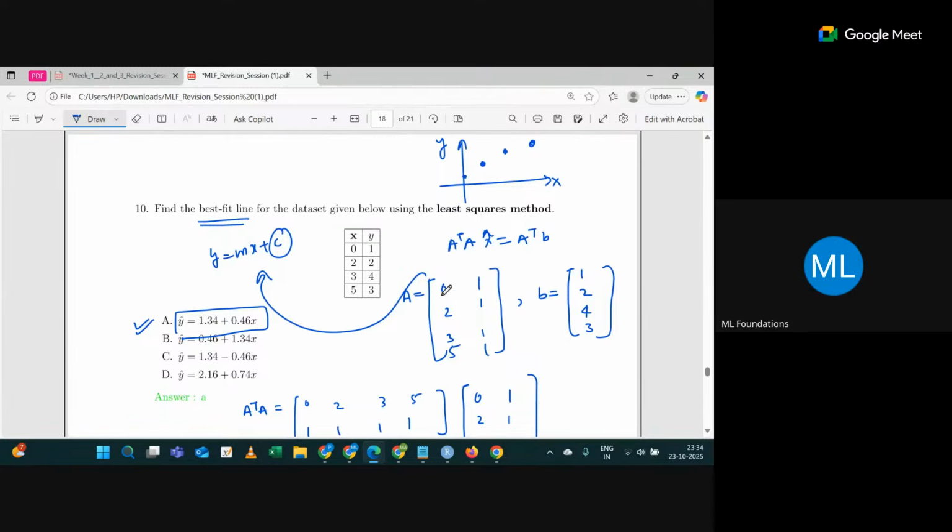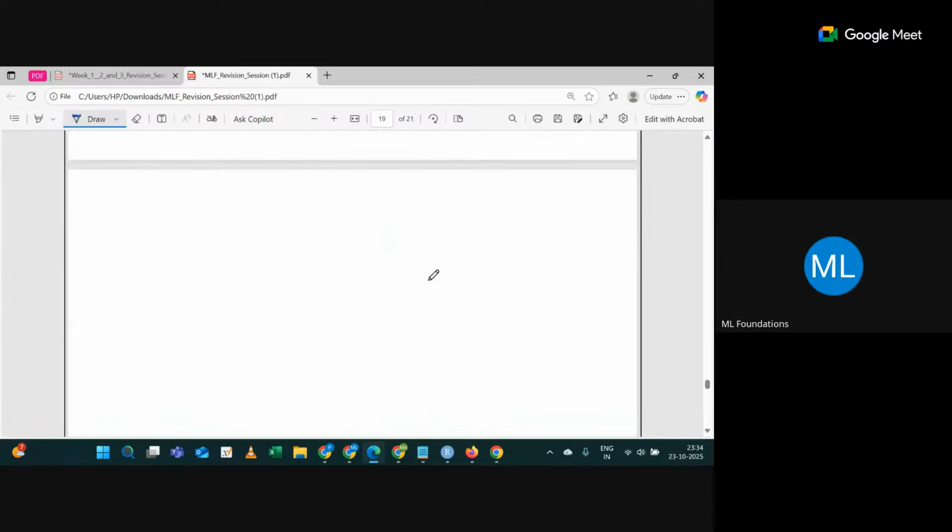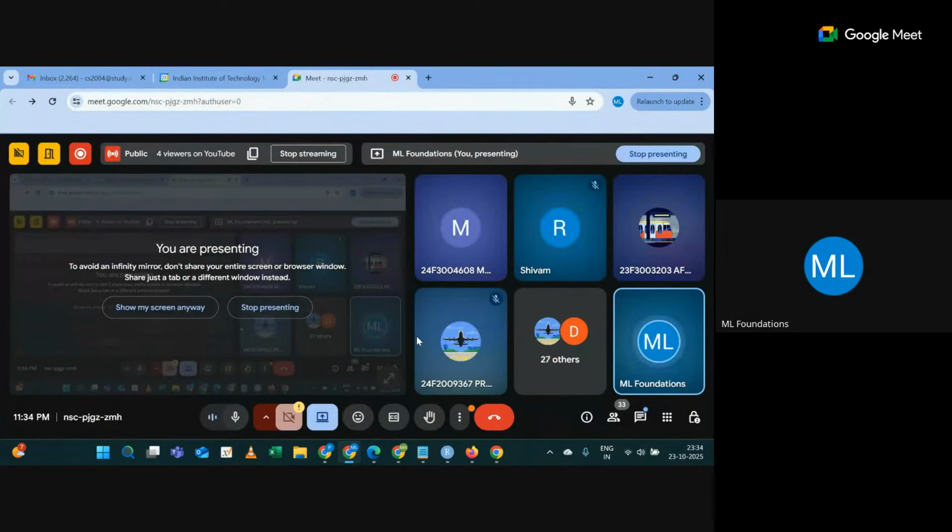And how we are getting this formula, you have seen this idea. Okay, is it clear to all of you?